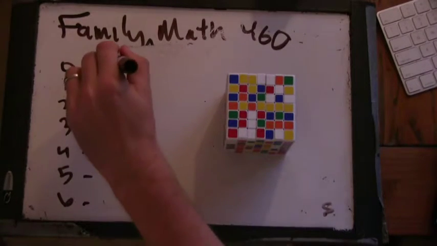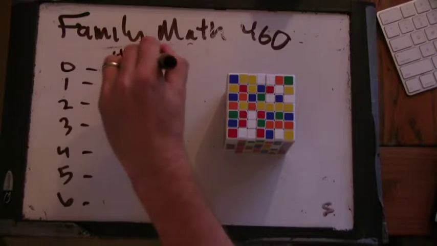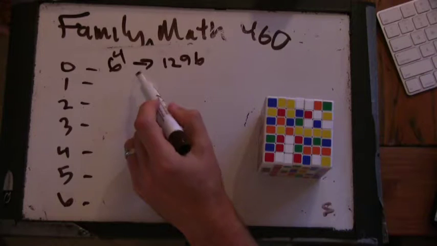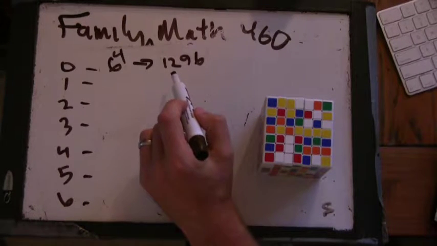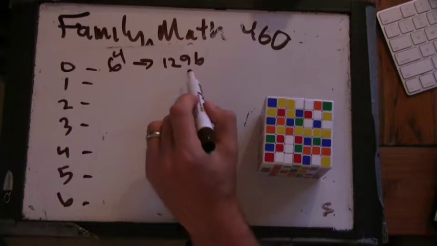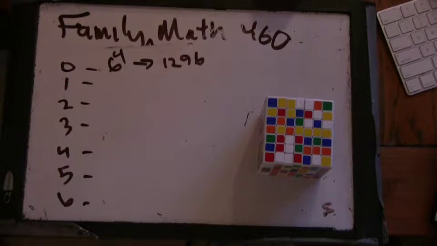That's 1,296. 6 to the 4th is 1,296, because we have 216 times 6. So 200 times 6 is easy, 1,200. 16 times 6 is? 96. All right, so 6 to the 4th, we got it. Okay? So that's the number with 0 cubes.